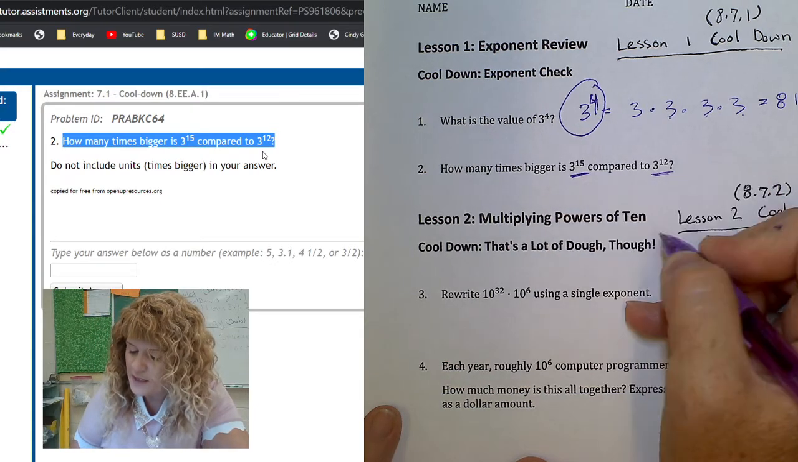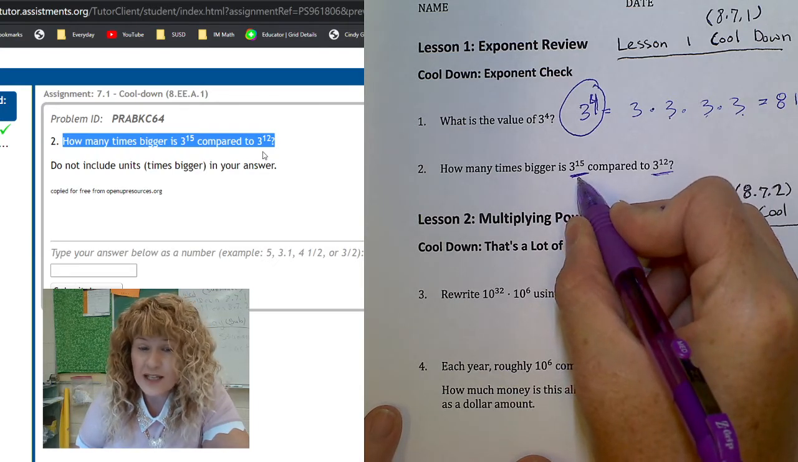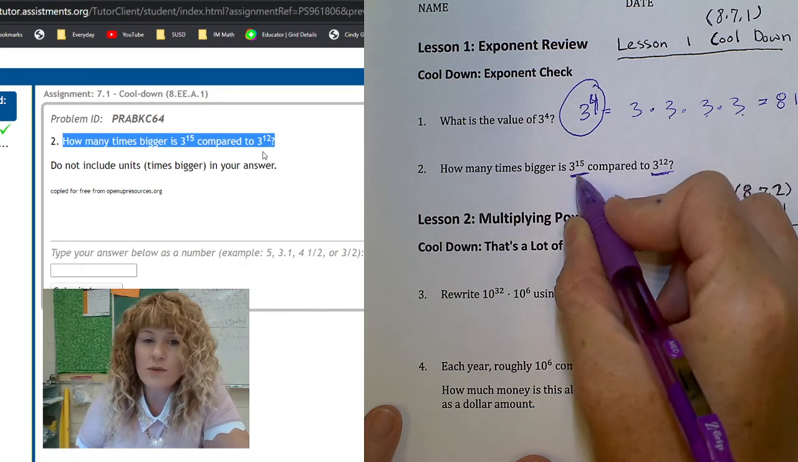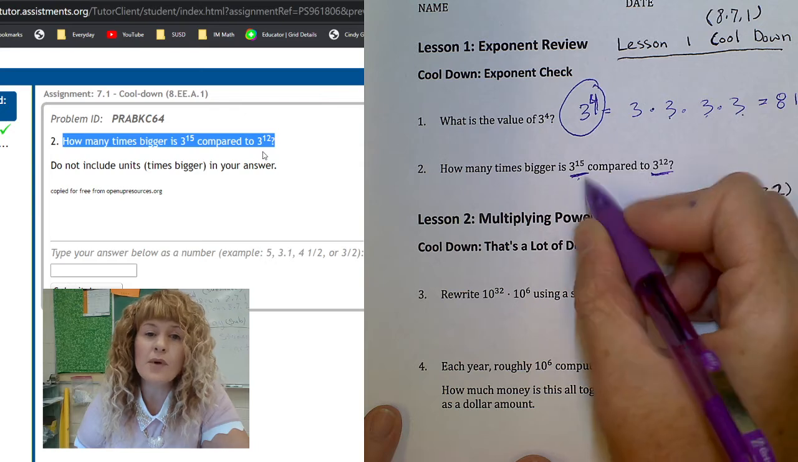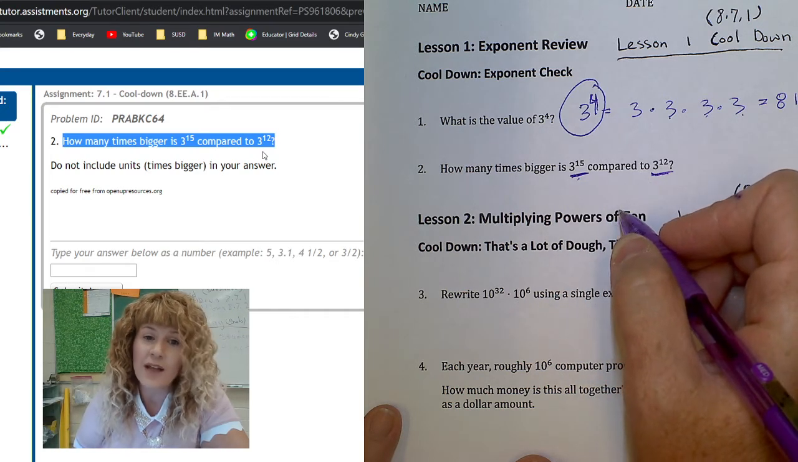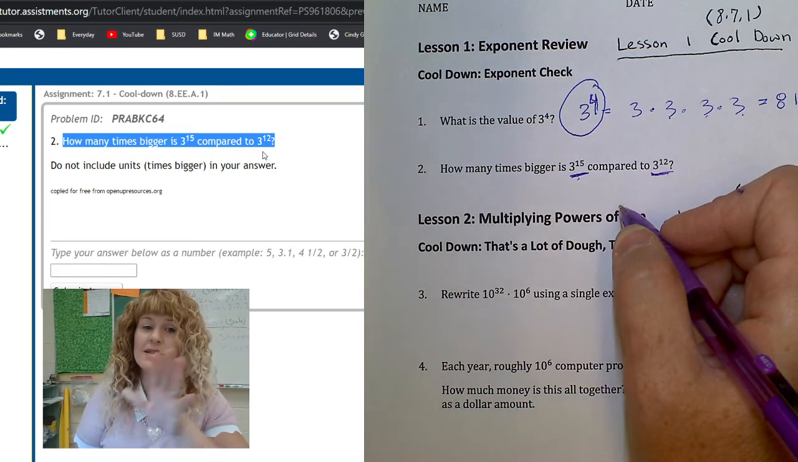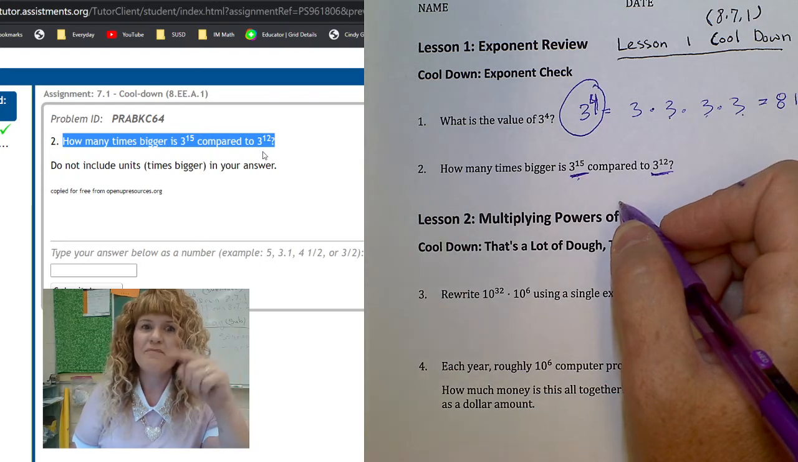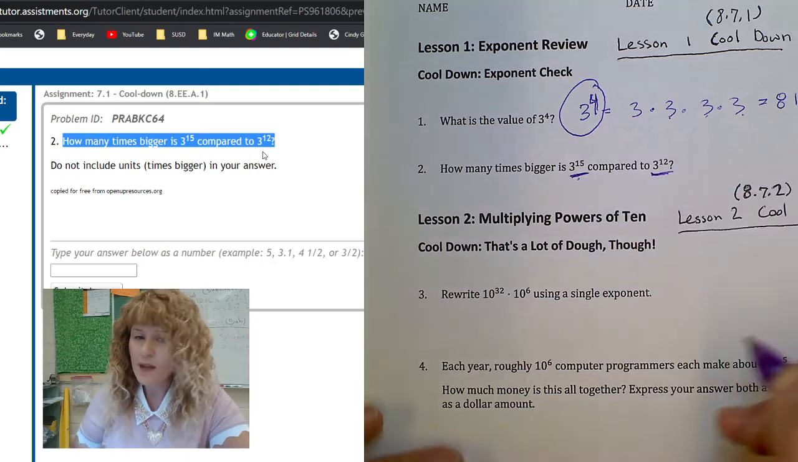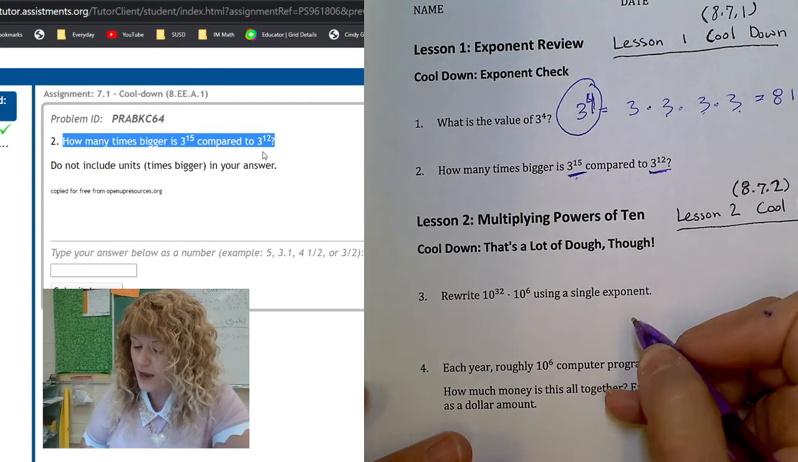3 to the 15 has an exponent of 15, and 3 to the 12 has an exponent of 12. That means 3 to the 15 is being multiplied an additional 3 times by itself. Not times 3, though. So it's not 3 times bigger just because the exponent is 3 values higher. It's not 3 times bigger. It's actually 8 times bigger. Let me show you how I got that.